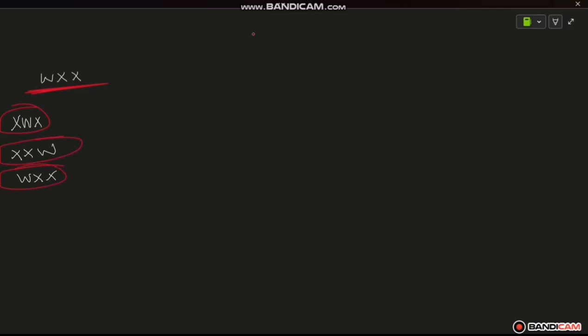So how many arrangements do we have? These are known as arrangements. So we have three arrangements. I hope it makes sense. So all of these are known as arrangements that we can possibly form out of these three alphabets, WXX.